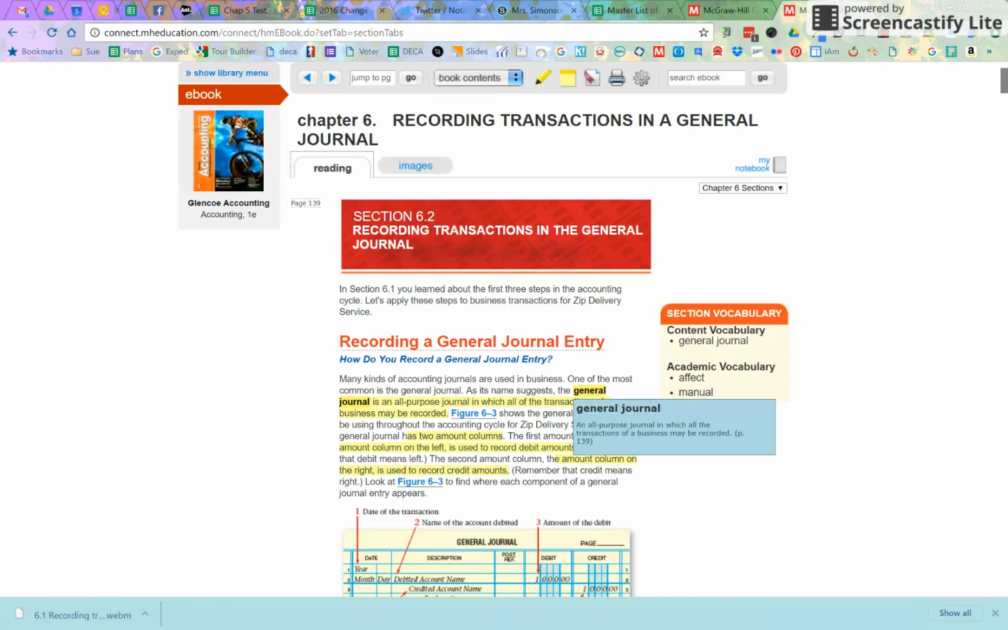The definition for general journal is it's an all-purpose journal where you can record any business transaction. We get way more specialized as we get more advanced in accounting. We'll have a sales journal, a purchases journal, a cash payments journal, and a cash receipts journal. Everything can go in the general journal. It's just the other journals become easier because they have specific columns for things. And we'll talk about that more as we go.